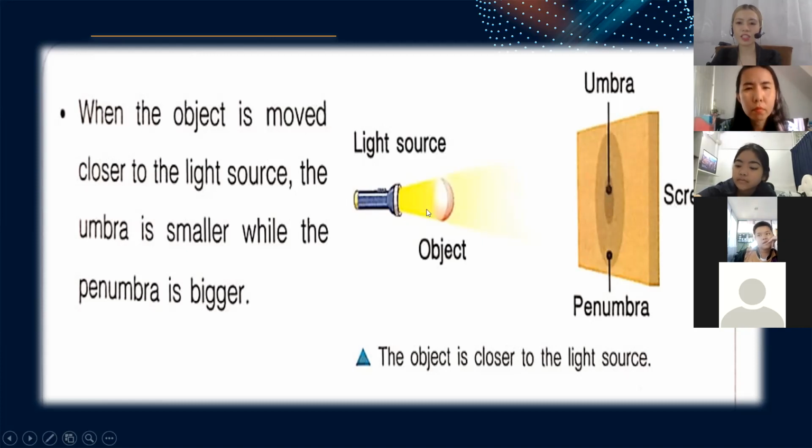So let's look at this illustration. Look at the object. The object is closer to the light source, which is the torch. Now look at the screen. You can see that the umbra is smaller and the penumbra is bigger. That is if the object is closer to the light source. I repeat, if the object is closer to the light source, the umbra is smaller, the penumbra is bigger.